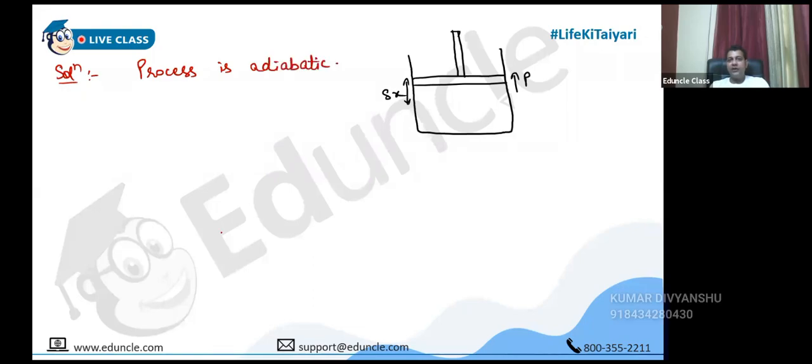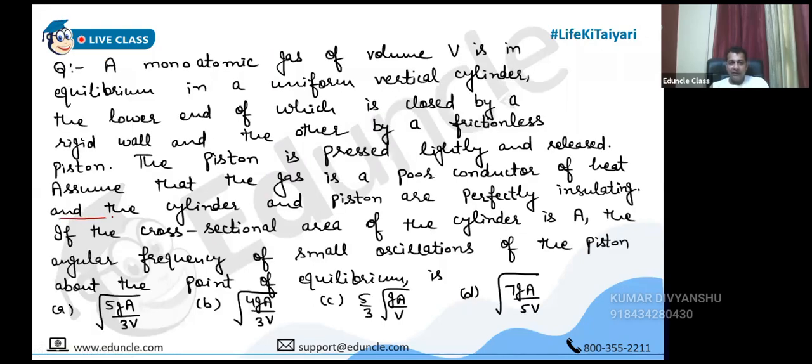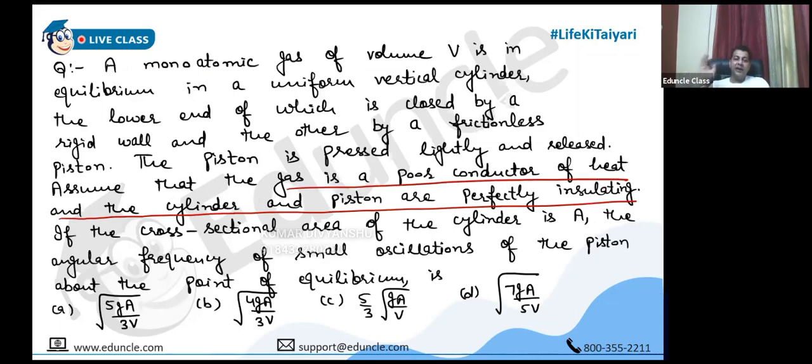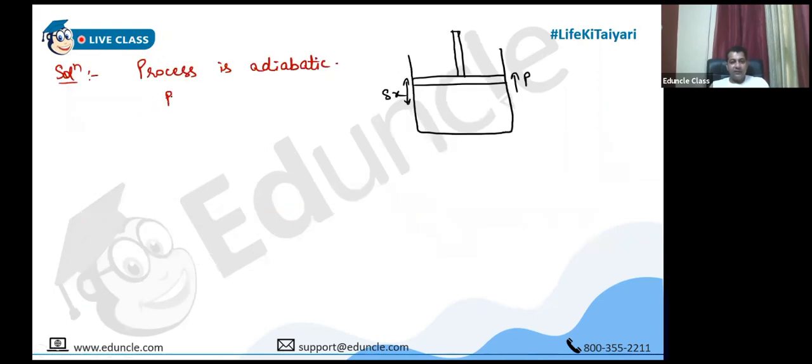Because gas is given to be a poor conductor of heat, and the cylinder and piston are perfectly insulating. It means no heat is going outside the system and no heat is entering the system. So adiabatic. So I can use PV gamma equal to constant. Now when we press the piston, the pressure will increase and the volume will decrease. Please check.